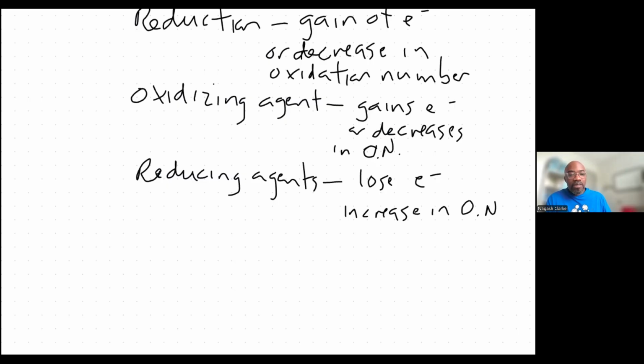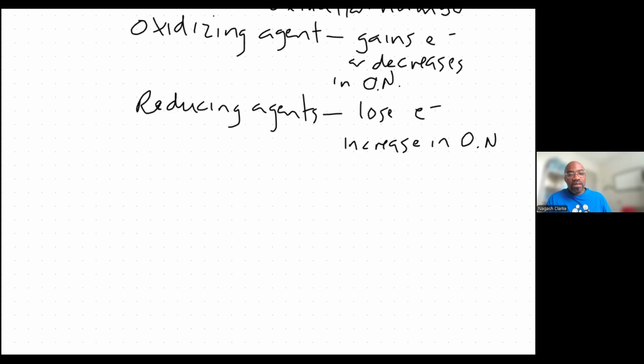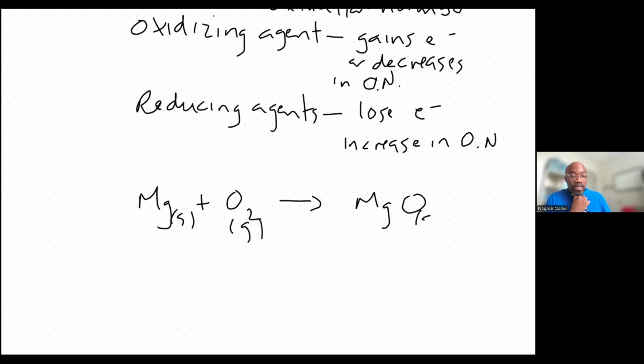Okay, so let's look at some reactions. So let's look at magnesium plus oxygen to get magnesium oxide. Let's give some states. So this is a brilliant, like very hot white burning flame when magnesium burns in oxygen. It's very pretty. Let's do some balancing here.